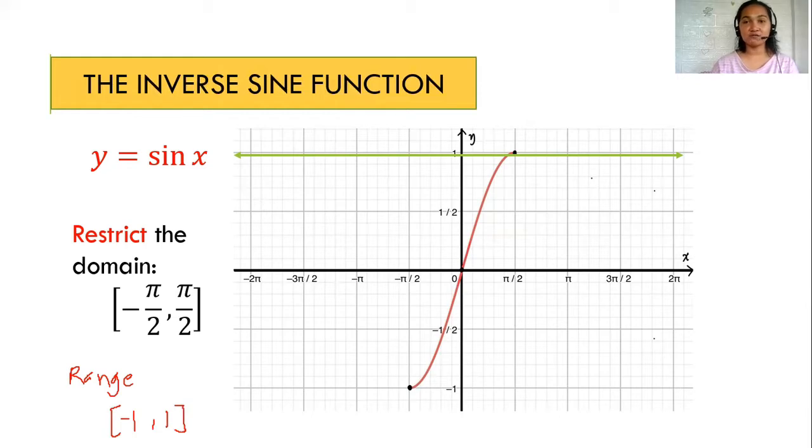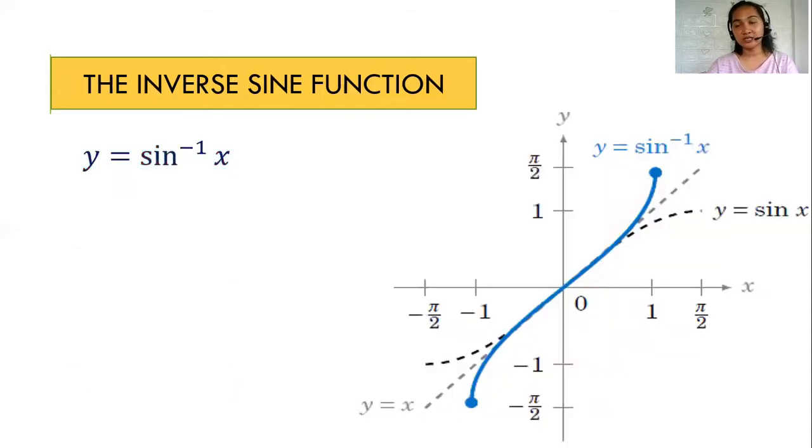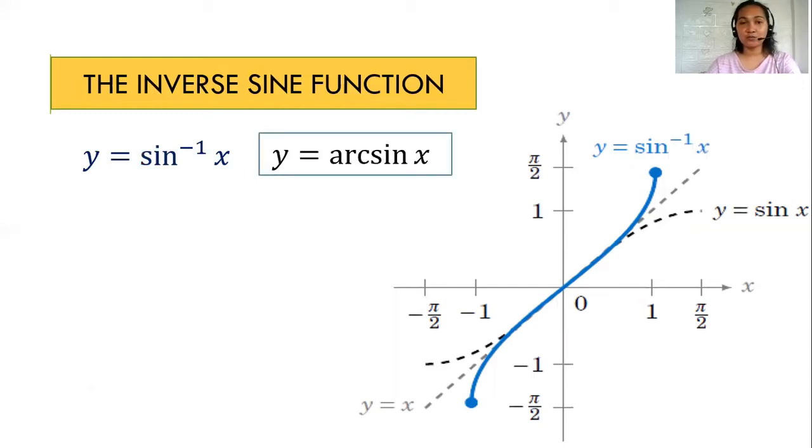In terms of the inverse function, the domain will be the range, and the range of sine x will be the domain of the inverse sine function. So we'll have now our illustration for the inverse sine function, which is also known as arc sine. So y equals arc sine x is the same as y equals inverse sine x. For cosine, we also have inverse cosine or arc cosine. For tangent, we also have arc tangent. For cotangent, arc cotangent, and so on.